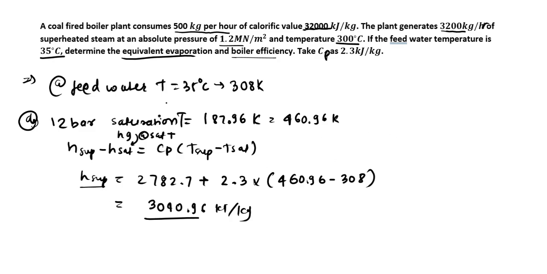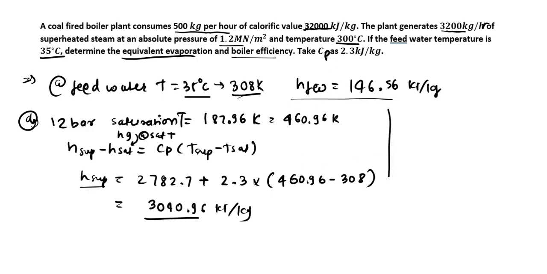And after calculating h superheated, we need h feed water, so this is at 308 Kelvin. h feed water can also be calculated using the steam table. Just look at the value for 308 Kelvin in the saturation table, not the superheated table. Look for the value of hf, which stands for h fluid, because at 35 degrees Celsius it will be fluid. So look at the value of hf at 308 Kelvin in your steam table. You will get the value as 146.56 kilojoule per kg. So this is your h feed water value.